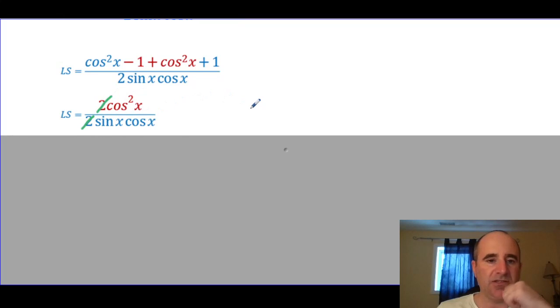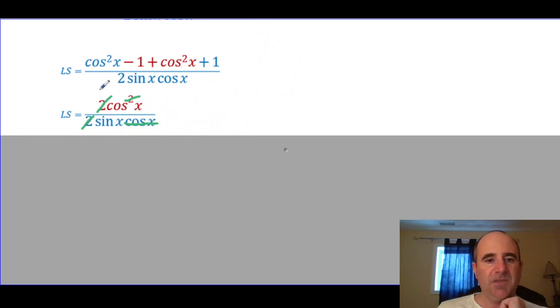I don't like saying canceling out. Think about what you're doing. You're dividing out. Can't just go canceling things. And I can divide out a cos x, divide the bottom of the fraction by cos x and the top of the fraction by cos x, so that I just get those right there.